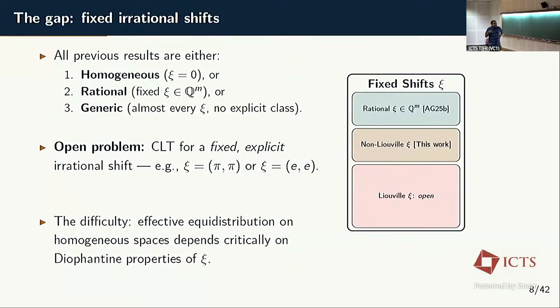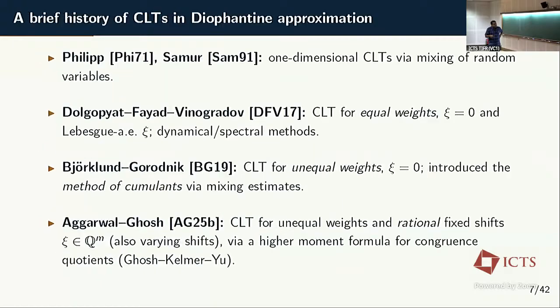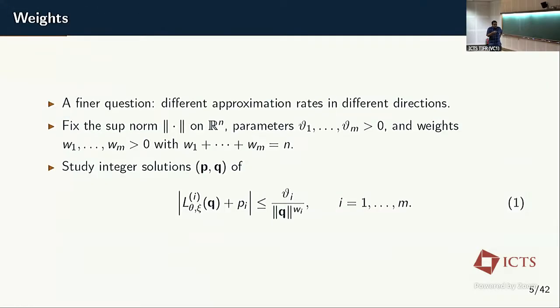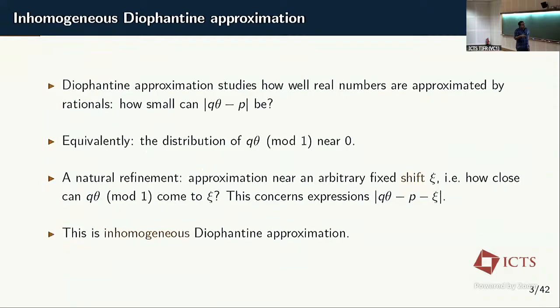So today I'm going to try to tell you about a result. Let me just go back to the inequality. Here there are two variables, there's theta and there's xi. And for a probabilistic result, you have to kind of set your stage. What are you going to allow to vary? You could allow theta and xi to vary. That was what was done in Dolgopyat, Fayad, Vinogradov and others. But you could also try to fix one of these. And that's a more nuanced problem.